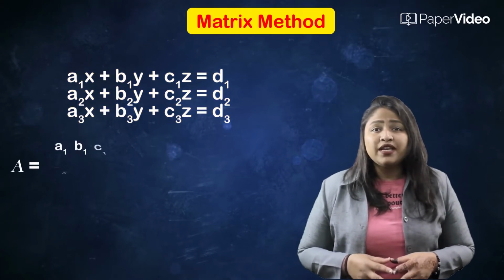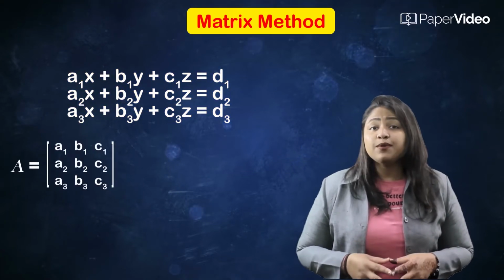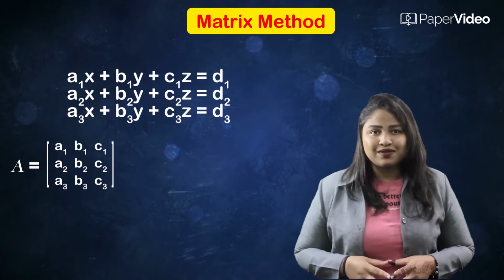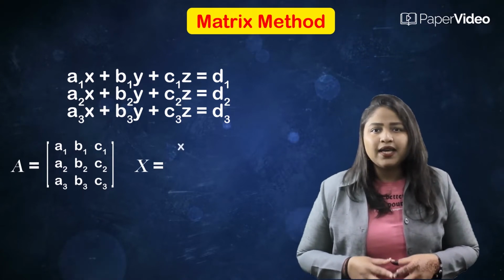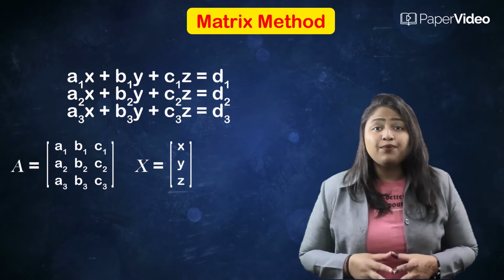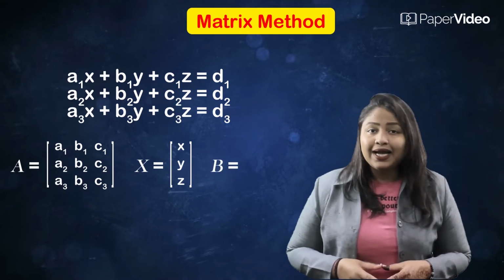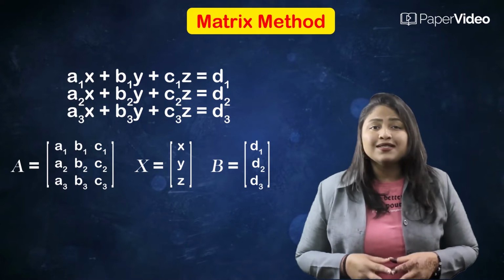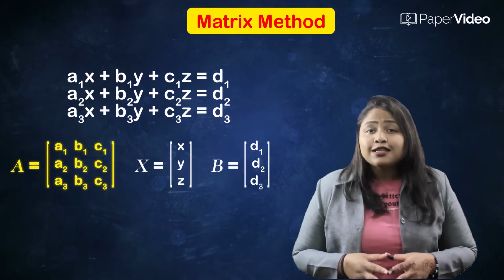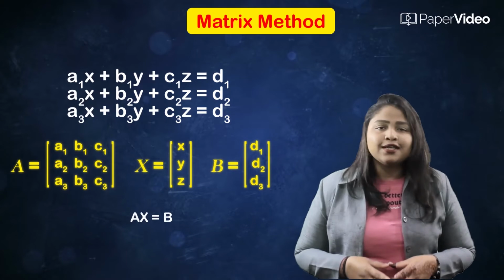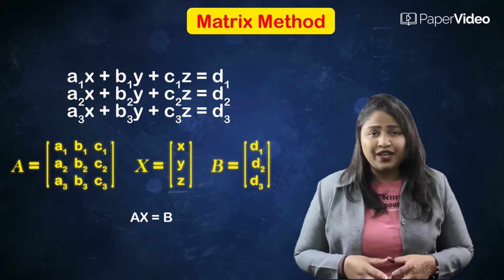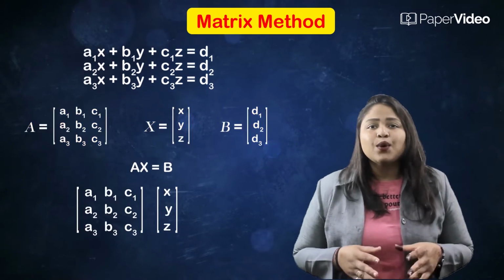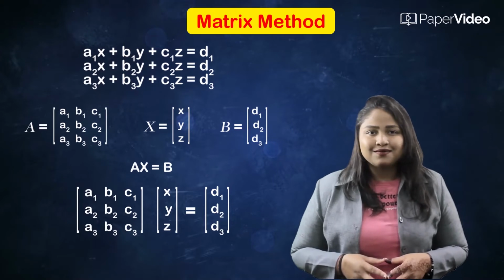First matrix will be a square matrix A made up of coefficients of the variables. The second matrix will be a column matrix X made up of the variables. And the third matrix will also be a column matrix B made up of constants. Then the system of equations is rewritten as AX equals B. Using matrices, we write the equation like this.